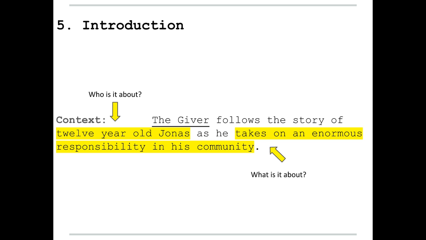The word context really just means the bubble that this book is in. So you can't just launch straight into it assuming that your reader knows what you're talking about. You have to actually pause and say, hey, this is what the story is about, this is who it is about, so that when the reader or the marker are engaged with the essay, they have some idea about what you're talking about. You need to ease them into it.